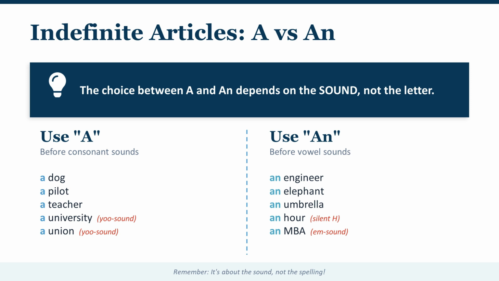For example, an engineer, an elephant, an umbrella. And notice, we say an hour, because the H in hour is silent, so the word starts with an ow sound. Similarly, we say an MBA, because the letter M is pronounced M, which starts with a vowel sound. So always listen to the sound, not just look at the spelling.